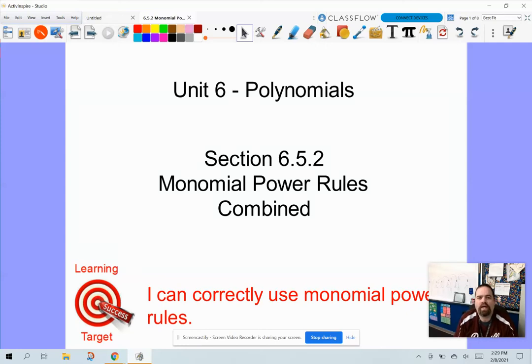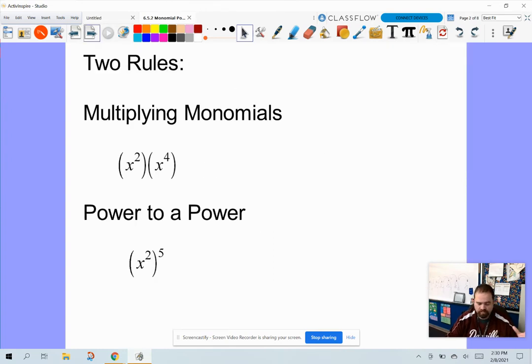Okay, so I kind of like it when this comes up where there's really nothing new. This is just how to use everything together. So we've got these two different power rules. When we're multiplying monomials, what do we do with the exponents? And where we take a monomial to an outside power, what do you do with the exponents? So my goal today is just to put all this together in one package, wrap a bow on it, and see how you guys can do.